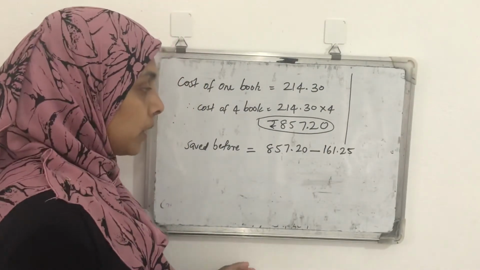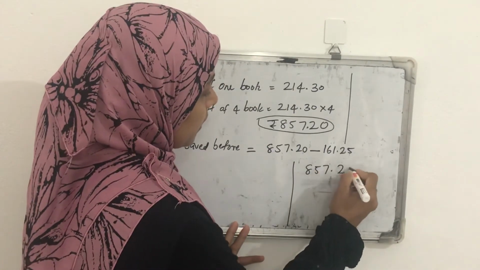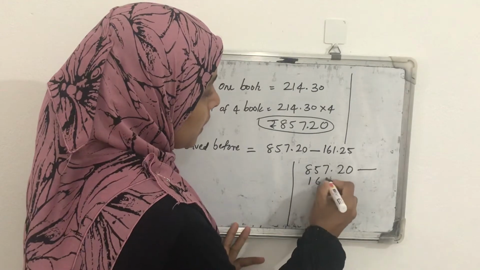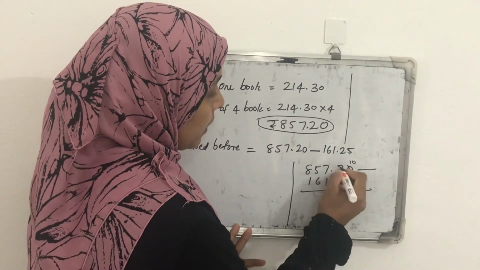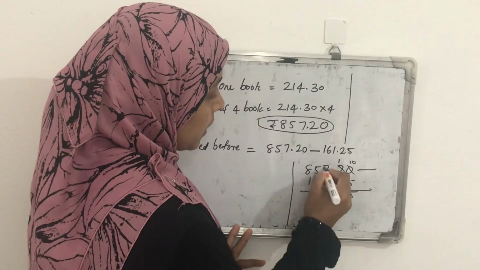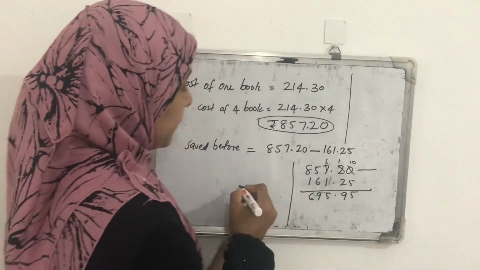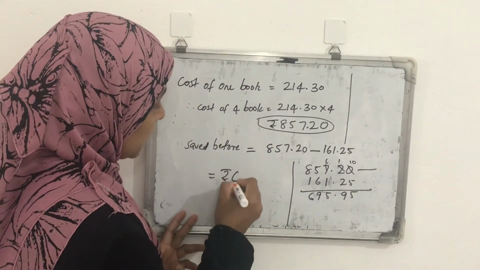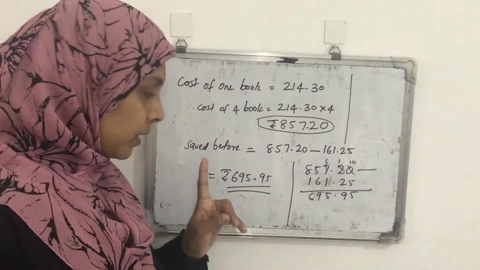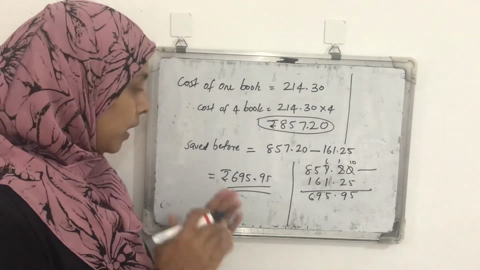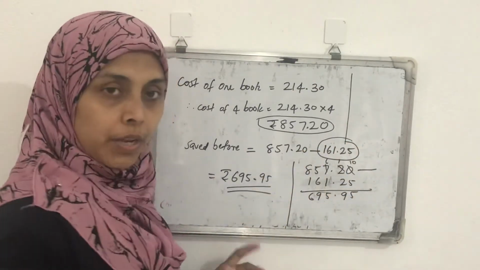Okay, then subtract these two decimals, we will get the required answer. 857.20 minus 161.25. So the answer will be 695 rupees 95 paise. This is the money she saved in her bank account before adding that 161 rupees 25 paise.